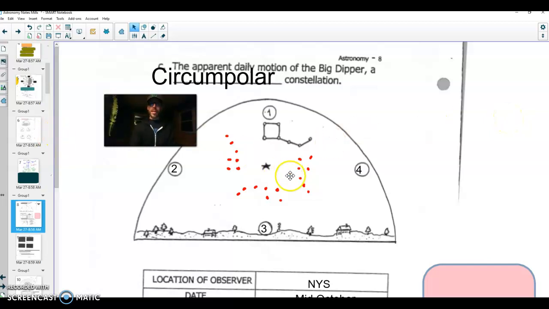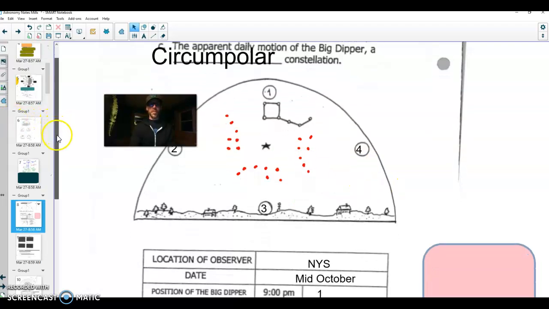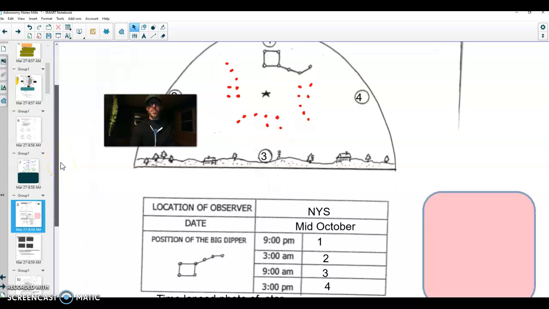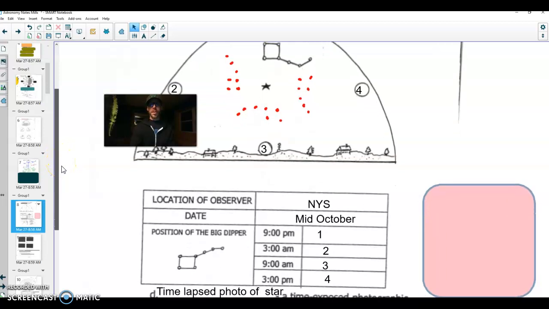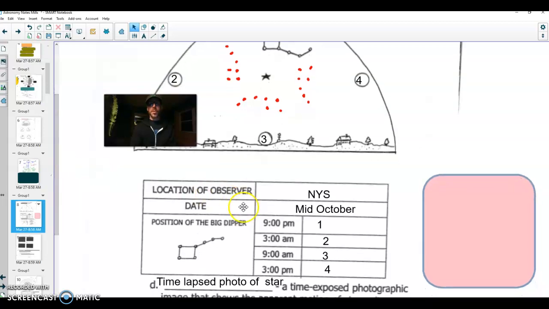I think this is where it is right now, but let me see from my notes down below. I found it the other night, and I'm pretty sure it was there, but we'll see. So the location of the observer, the date's mid-October, New York State. At 9 o'clock p.m., it's at location 1. 3 o'clock a.m., it's at 2. 9 o'clock a.m., it's at 3. And 3 o'clock p.m., it's at 4. So I was wrong. I did not see it from that location because it would be 3 o'clock p.m. That's not where I saw it from. So my memory has failed me on this one.